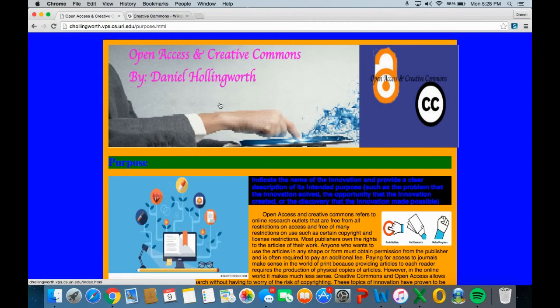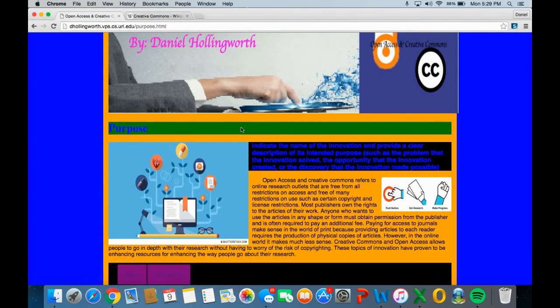Online research outlets that are free from all restrictions are open access. It allows people to go in depth with their research without having to worry about copyright or having to pay. Paying for access to journals makes sense in the world of print because providing articles to each reader requires production of physical copies of articles. However, in the online world, it makes much less sense.